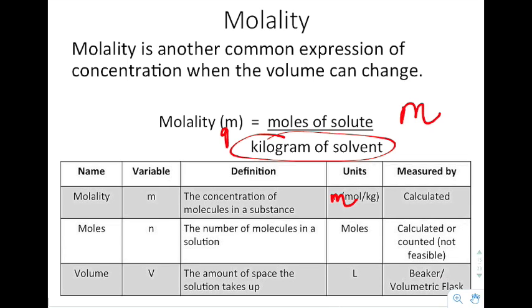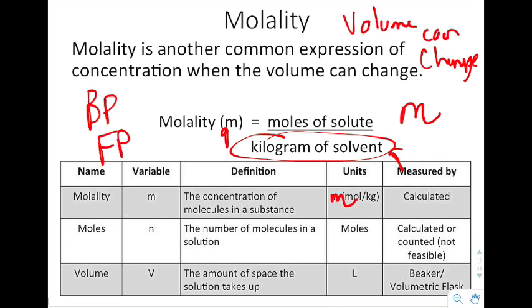So molality is really important because it's expressed in kilograms of solvent. Molality is generally used when you're doing an experiment where the volume can change. For example, if you are heating water in your investigation, the volume of that water will change as you heat it up. So you don't want to express concentration in molarity because the molarity changes as the volume changes. So you would express it in molality. Molality is really useful when you're looking at things like boiling point or freezing point or something along those lines.